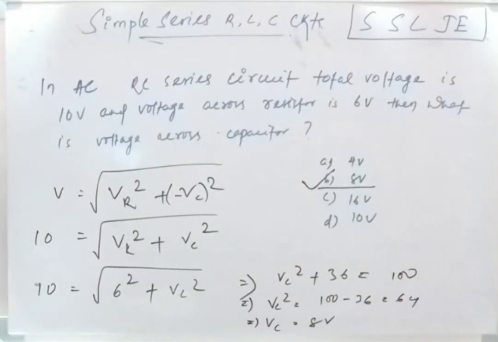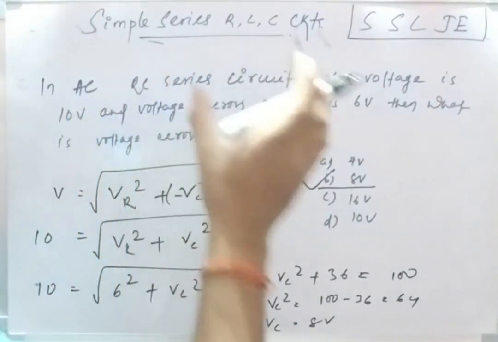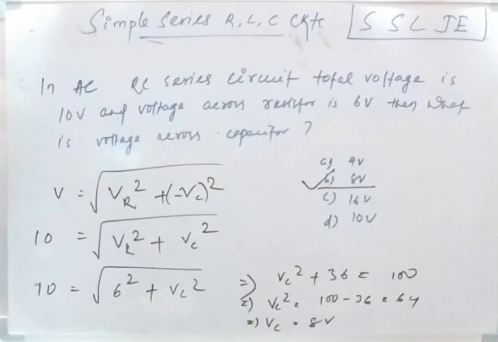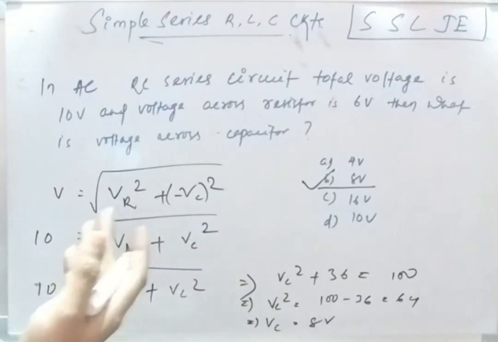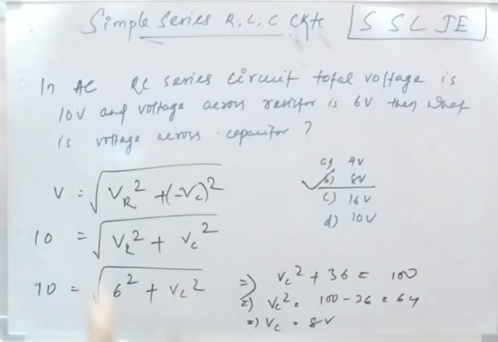Okay, it is also very simple. Basically, we have to add the voltages across the resistor, capacitor or inductor vectorially, or in complex form. We cannot add them algebraically. So using this fundamental theorem, we can solve these kinds of problems.